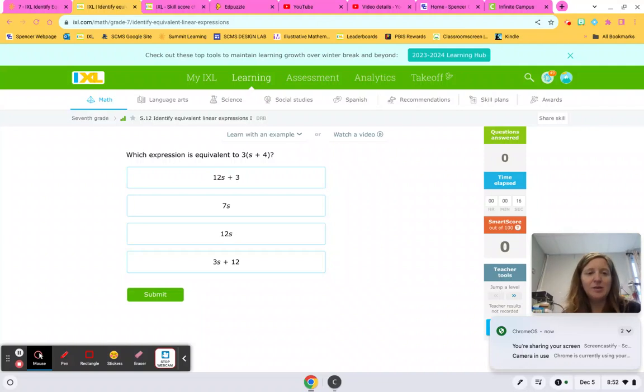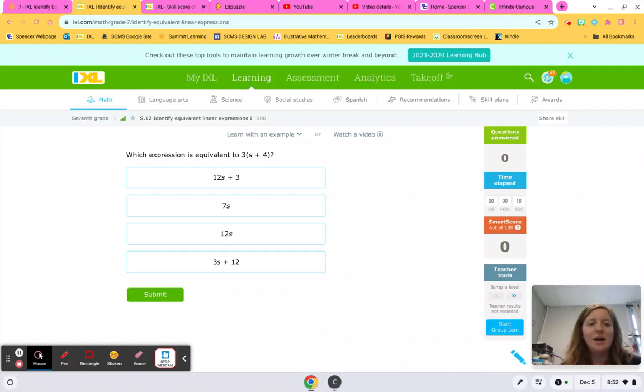Guys, it's Miss Gross going over checkpoints. This checkpoint: identify equivalent linear expressions. So let's go over some of these problems.